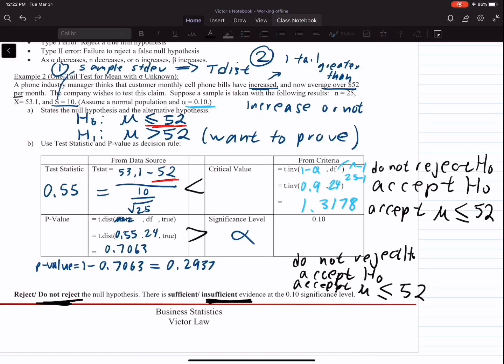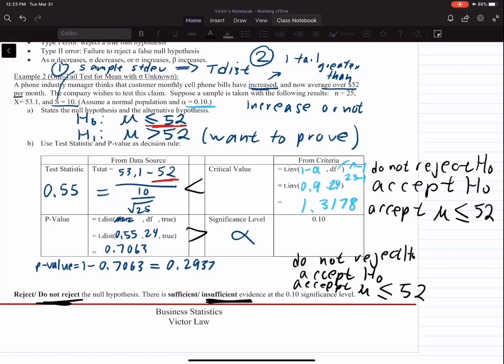Once we have answered the 2 questions, we move on to step 2, which is stating the hypothesis. We start off with the H1. H1 is what we want to prove. Our alternative hypothesis is what we want to prove. We want to prove that the mean is greater than 52, that the phone bill has increased over $52. That is our H1. H0 is the original situation, the opposite. So H0 is that the mean is less than or equal to 52. And that is the second step.